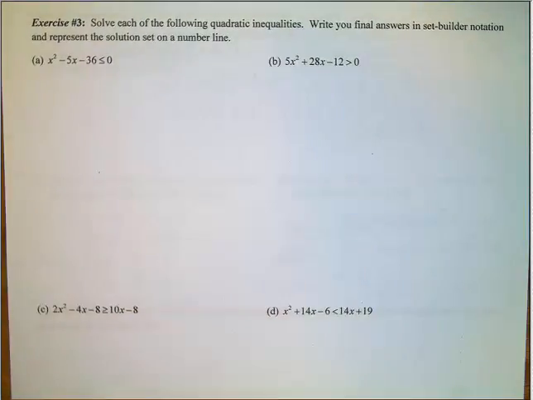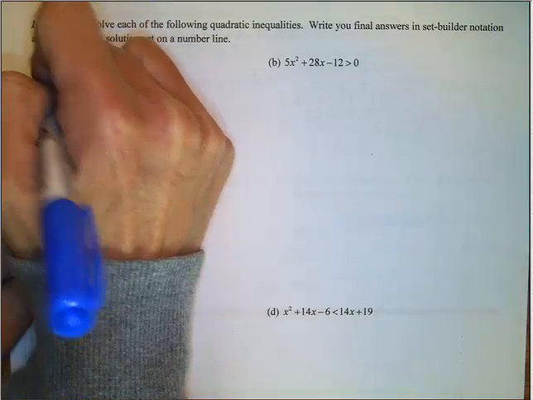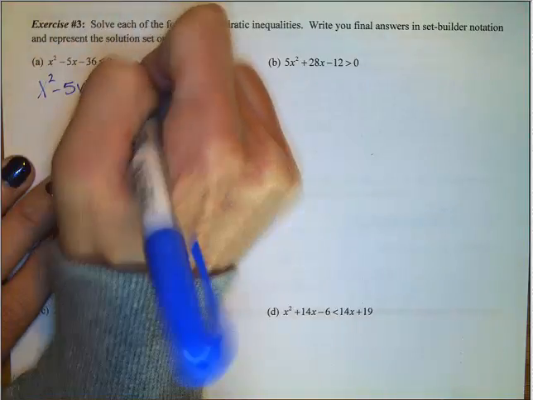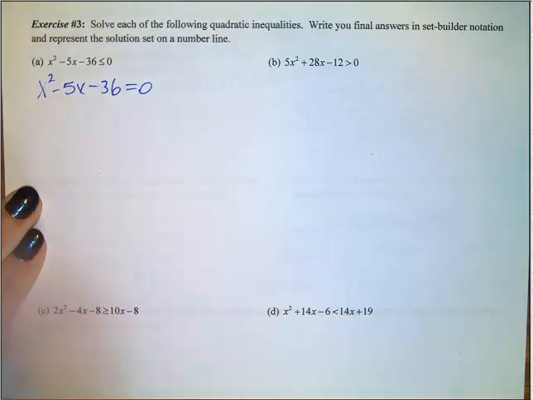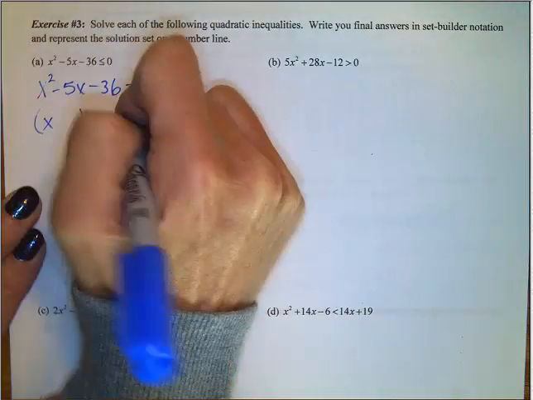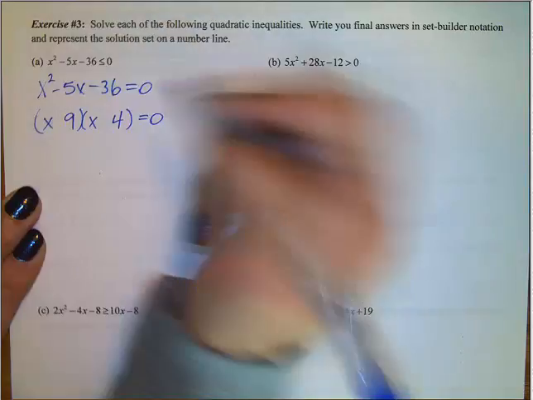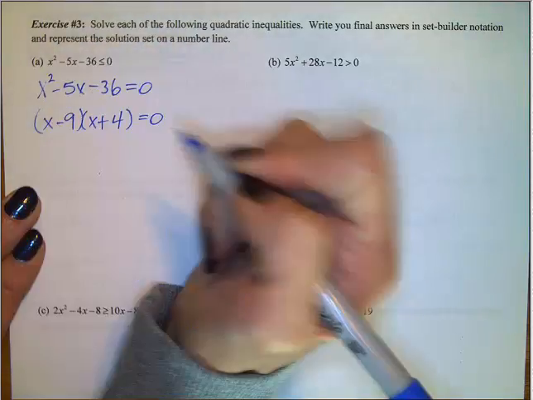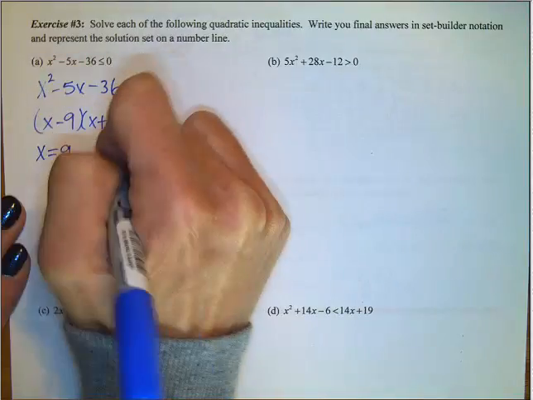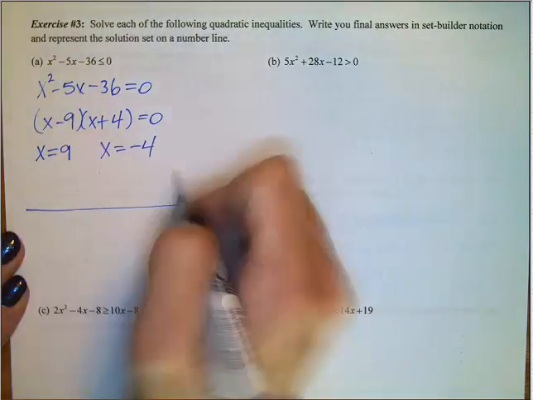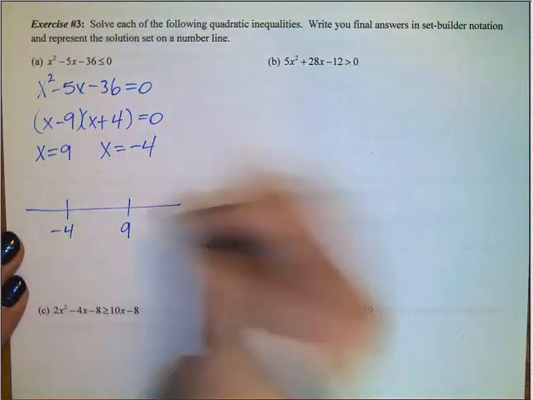Example 3. It asks us to write your final answer in set builder notation and represent the solution on a number line. So remember, set builder notation has the inequalities. So we're going to first solve the equation. What multiplies to 36 and adds to negative 5? Negative 9, positive 4. So your solutions are 9 and negative 4.